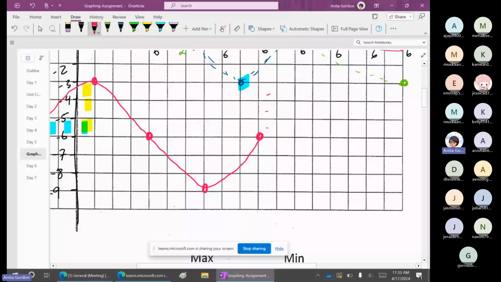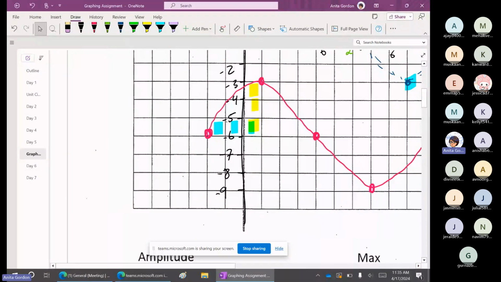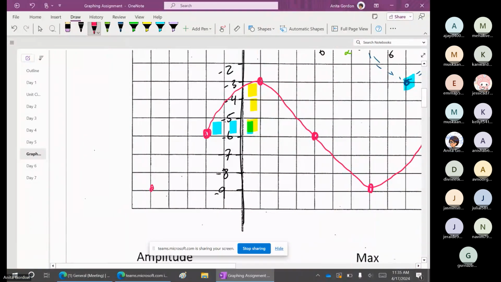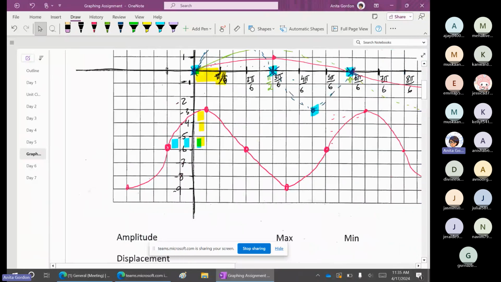1, 2, 3. 1, 2, 3. Kind of ran out of room there. It's a little bit ugly. That's okay. I can go backwards too. 1, 2, 3. 1, 2, 3. So there's 2 waves.